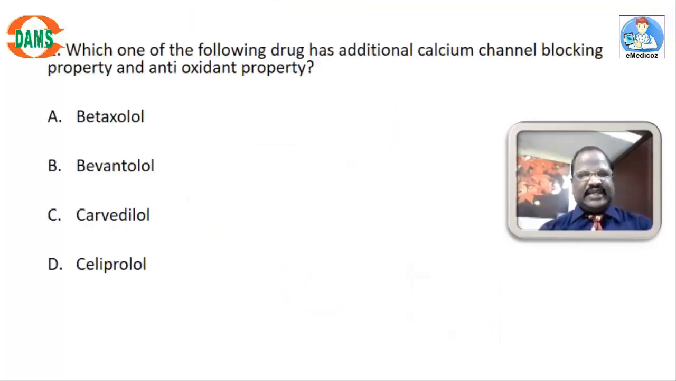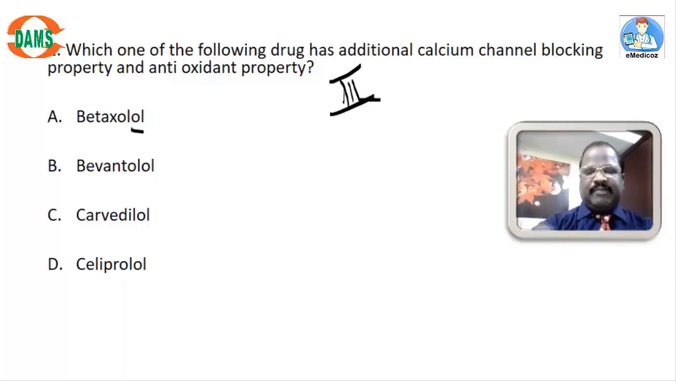Now we move on to the second question. Which one of the following drugs has additionally calcium channel blocking property and antioxidant property? The options given are betaxolol, bevantolol, carvedilol, celiprolol. Here is one important point: any beta blocker having an extra property, we call a third generation beta blocker.